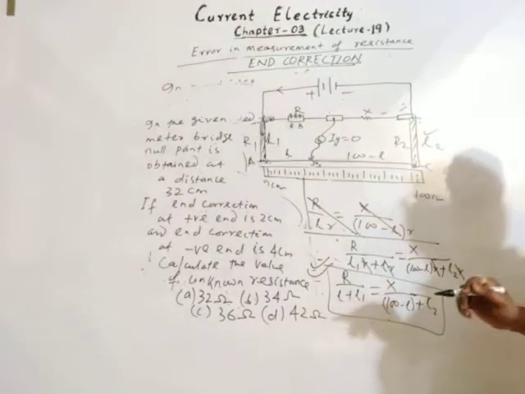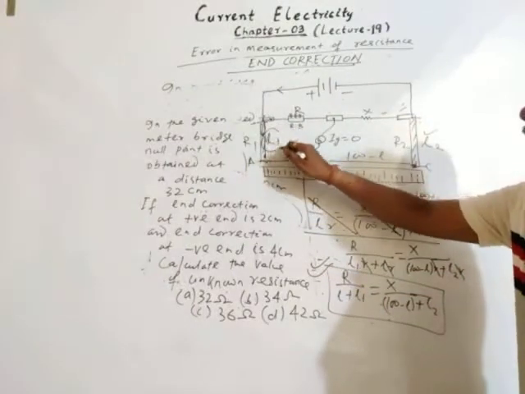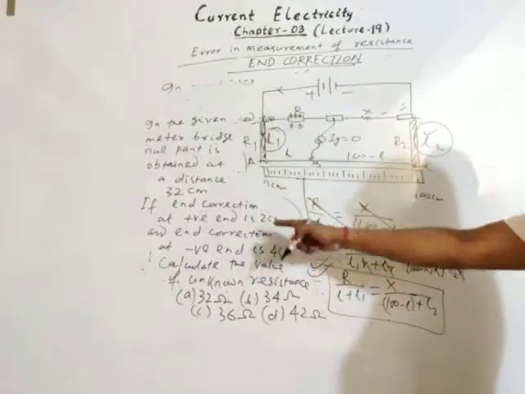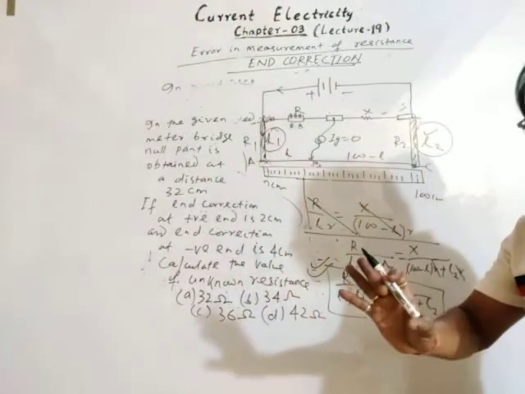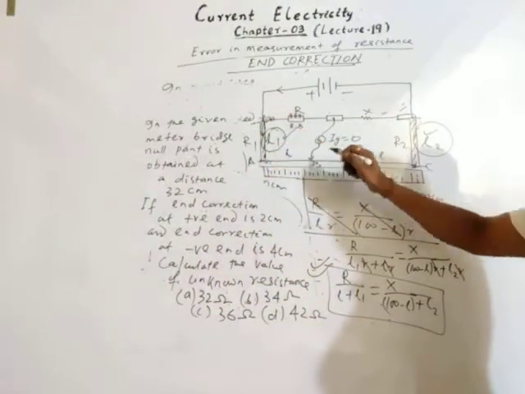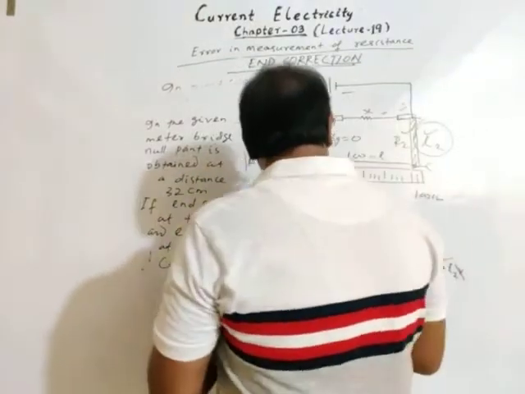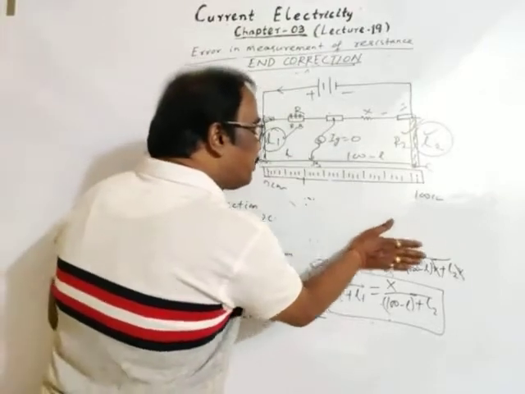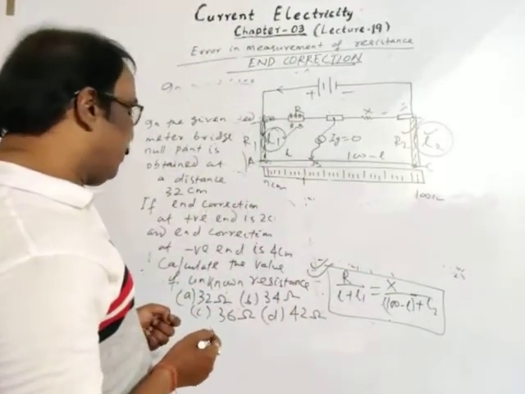So what are the end corrections? Okay. This is the end correction L1. This is the end correction L2. End corrections mean not the resistances directly, but lengths are given. Now you can calculate very easily. Okay, I am erasing this part. Just use this relation.